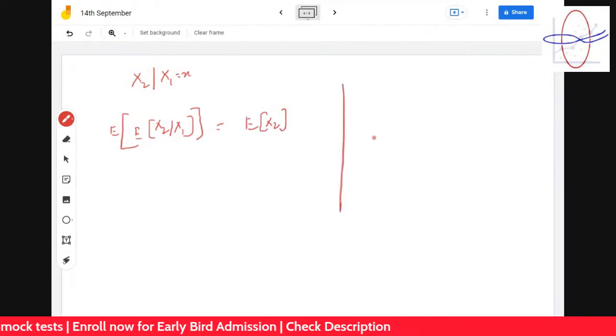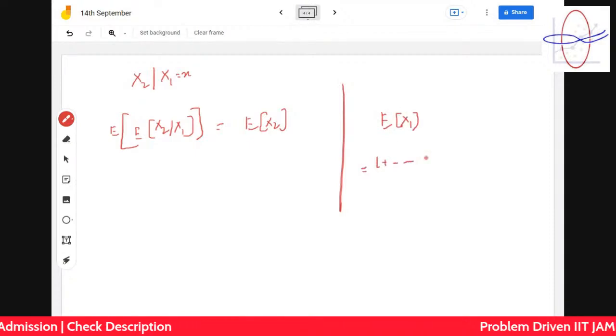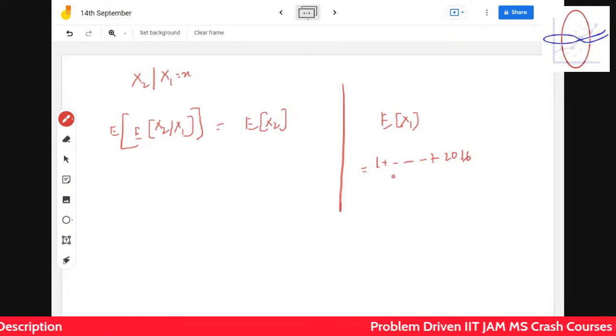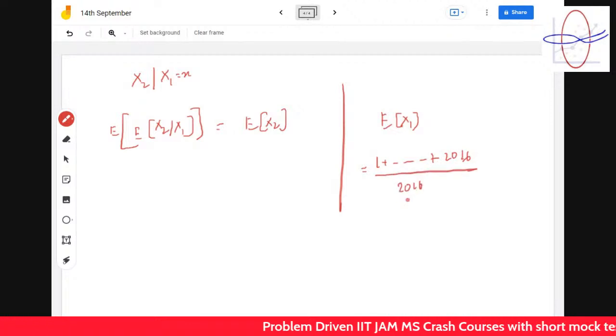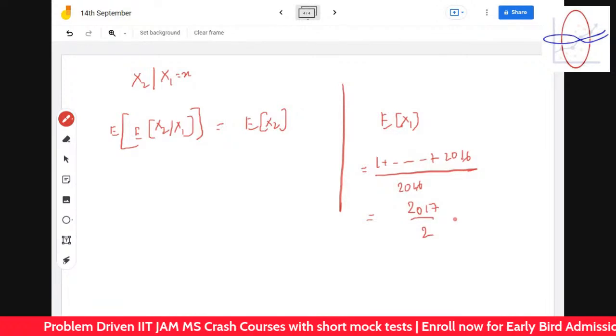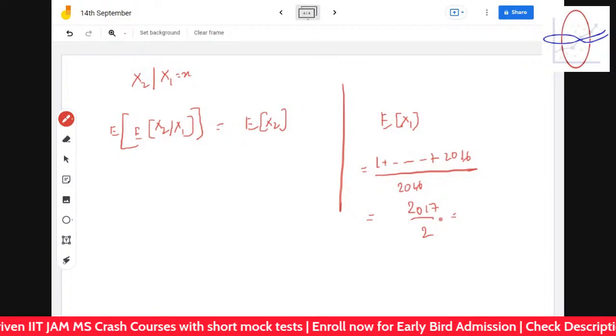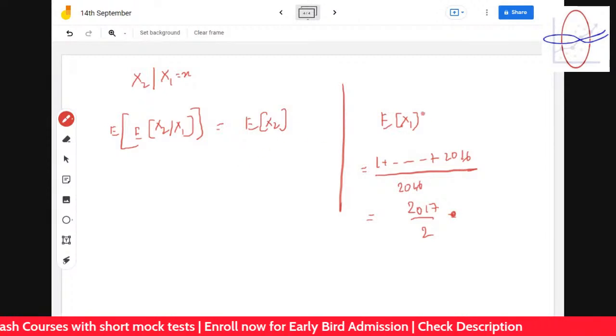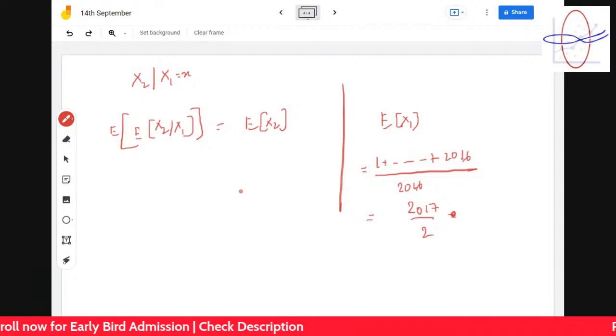And already we know the expectation of x1, which is what? It is 1 plus 2016 by 2, since x1 follows discrete uniform, and it turns out to be 2017 by 2. That's why this happens. Let's understand it here.